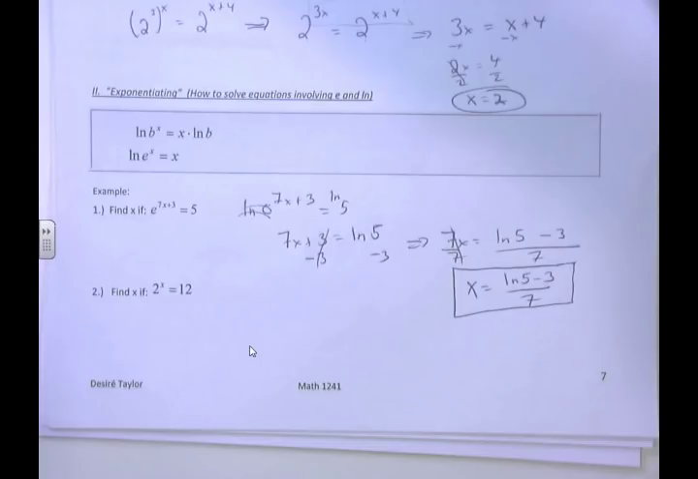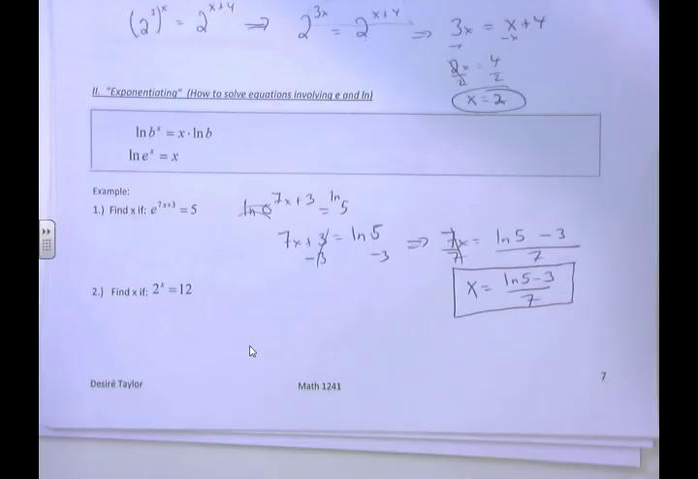All right, look at the next guy. 2 raised to the x is equal to 12. Problem is, let's see here. 2 to the first is 2. 2 squared is 4. 2 cubed is 8. 2 to the fourth power is 16. So since 12 is somewhere between 8 and 16, I think the answer is going to be 3 point something. But I've got to have 9 decimal places for accuracy or something like that.